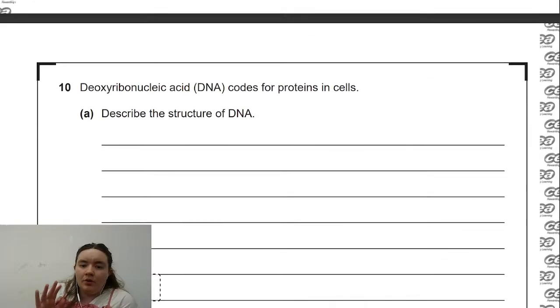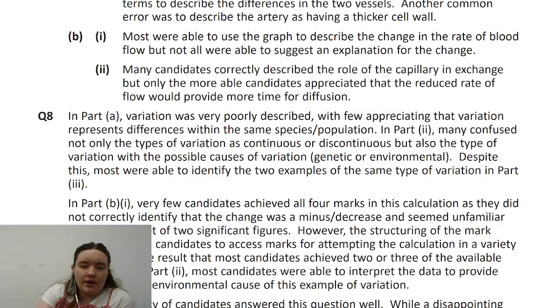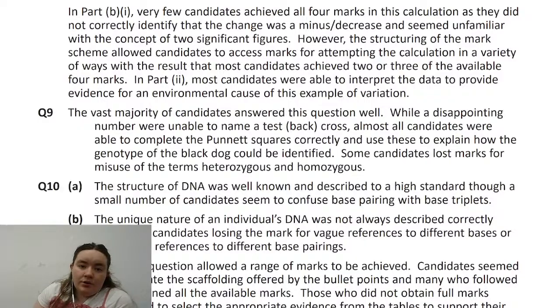Okay, so go to question 9, and so the vast majority of candidates answered this question well. While a disappointing number were unable to name a test or a back cross, almost all candidates were able to complete the Punnett squares correctly and use these to explain how the genotype of the black dog could be identified. Some candidates lost marks for the misuse of the terms heterozygous and homozygous. So heterozygous and homozygous are for like the actual offspring. So yeah.